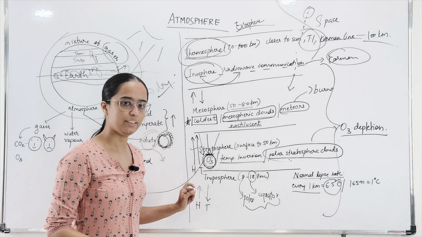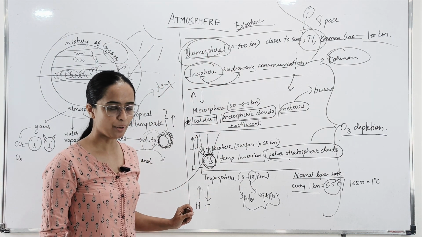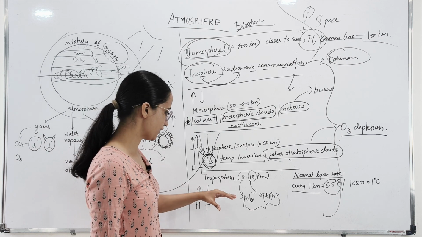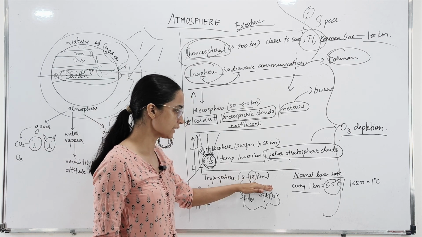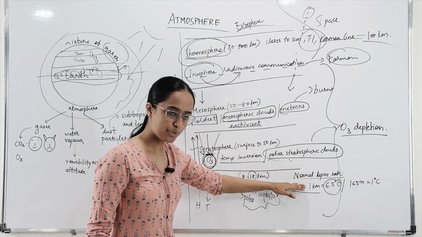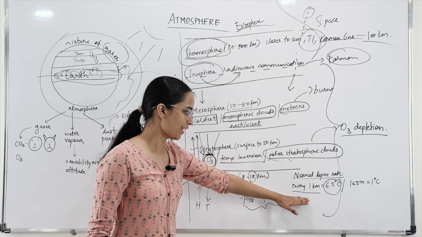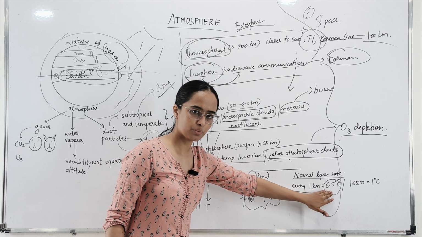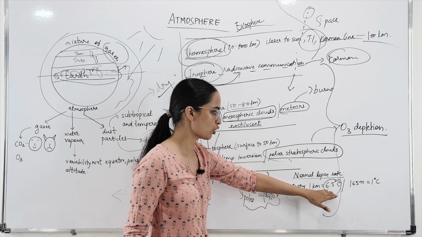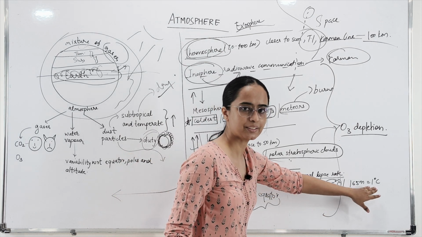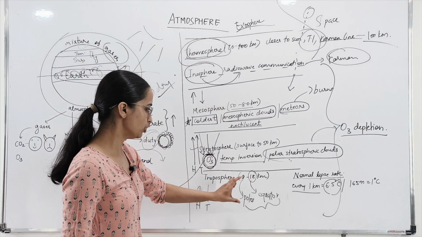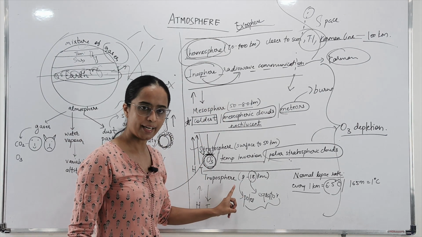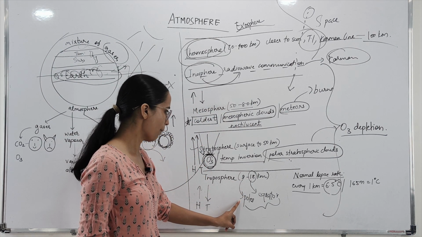So this is the structure of our Earth's atmosphere. To sum it all up, we started with the troposphere first, which is 8 to 18 kilometers. It follows the normal lapse rate, that is, at every 1 kilometer the temperature decreases by 6.5 degrees Celsius, or for every 165 meters the temperature is going to decrease by 1 degree Celsius. Also, at the equator, the height is more as compared to that of poles.